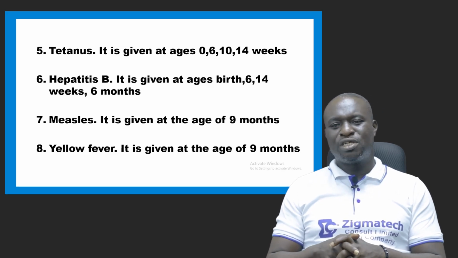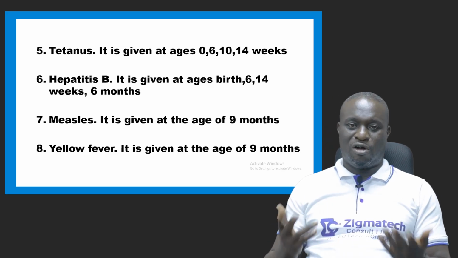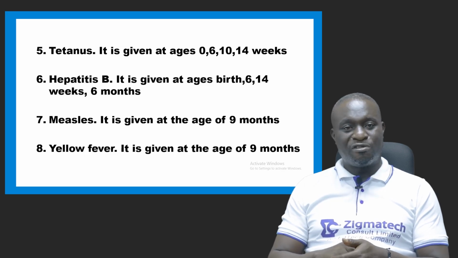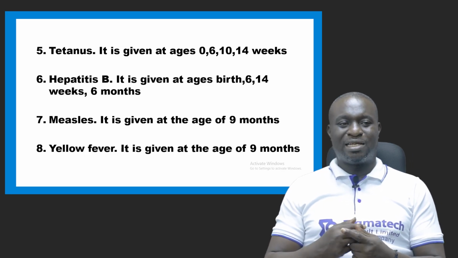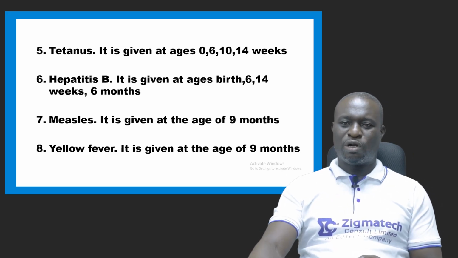We also have the measles vaccine. It is given to children at the age of 9 months. And then finally, we have the yellow fever vaccine, which is also given to children at the age of 9 months. Okay? So this is where we're going to call it a wrap-up on this particular topic.